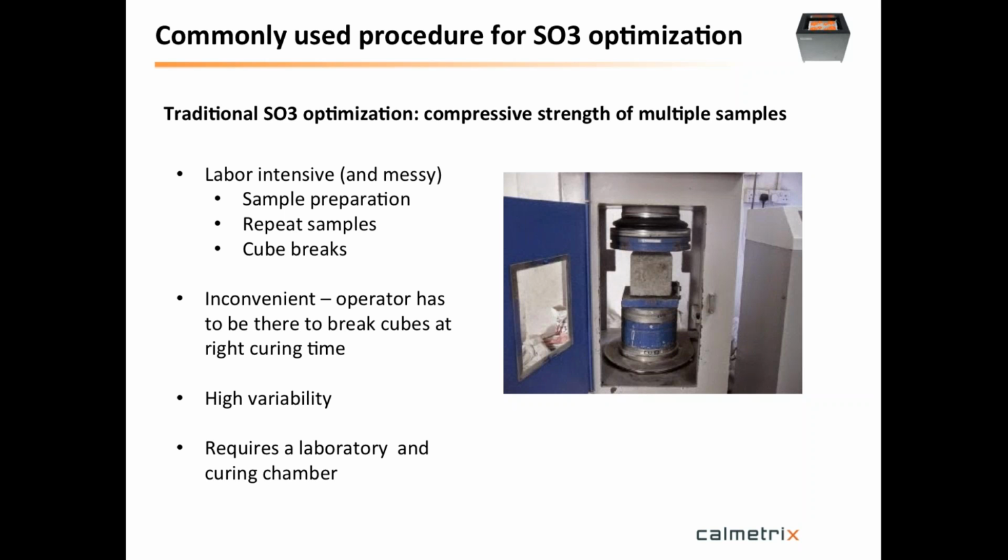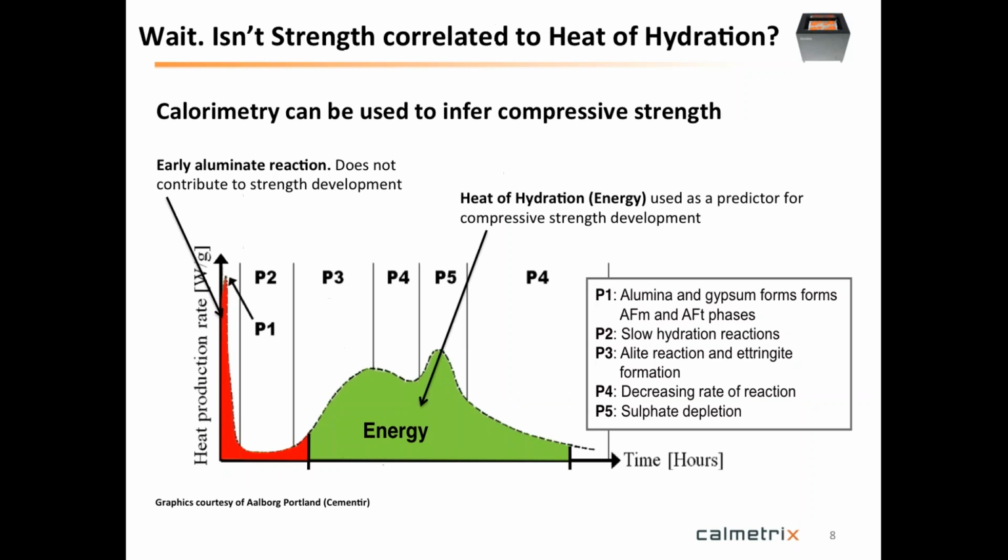It has a certain variability attached to it, just by virtue of how lab testing goes, and especially in a cement plant setting where only very few cement plants have a curing chamber and a proper lab to actually do those tests. So you get a lot of results that are quite uncertain, and you worked a lot to get that. It's not very efficient. So we say, could you use calorimetry to do this?